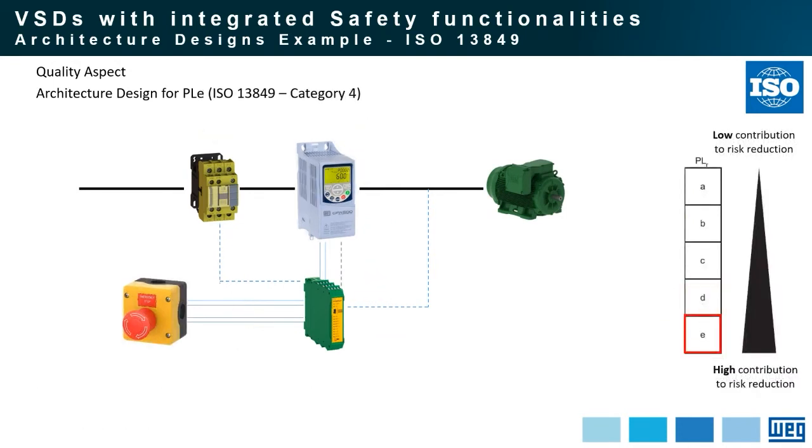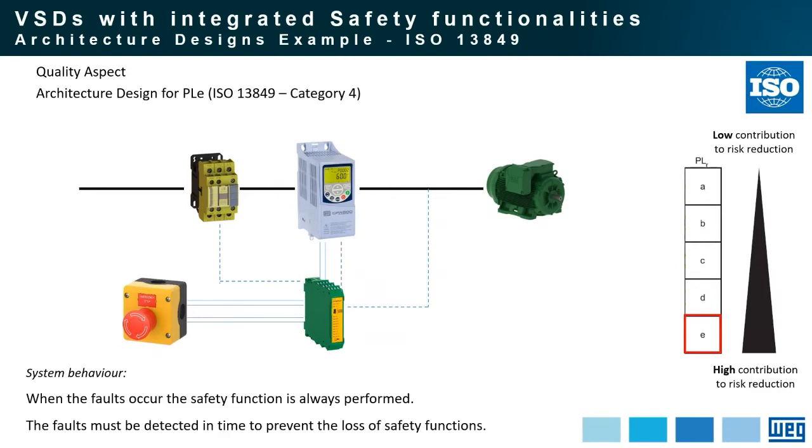Concerning performance level E, we can have here additional devices like a safety PLC. And why is this required in some applications? Because the system behavior is defined as: when faults occur, the safety function must always be performed. And so it does not matter where the fault occurs, the system and the machine must have proper self-monitoring to detect the failure, making sure that the motor will be switched off safely.